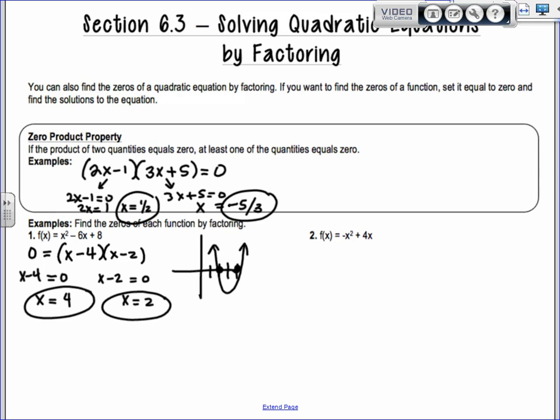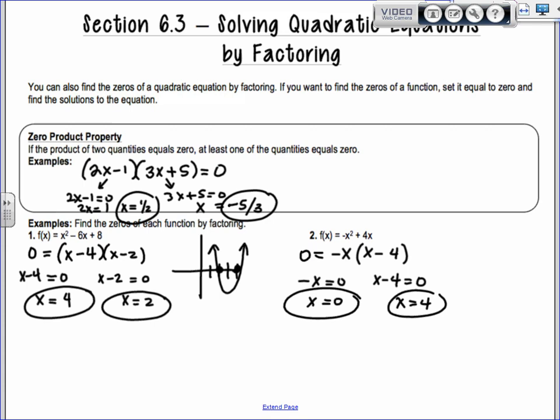The next one doesn't have a number right here. When it doesn't have a number and it's not a trinomial like that, we can just pull out a common factor. I'm going to pull out an x, and I'm actually going to pull out a negative as well, so negative x. Then I would have x - 4 left. You can always check by multiplying the negative x back in. You set it equal to 0, so you have -x = 0 and x - 4 = 0. Divide by negative 1, you still get x = 0, and for this one you get x = 4. So you would have x-intercepts at (0, 0) and (4, 0). Okay, does that make sense?